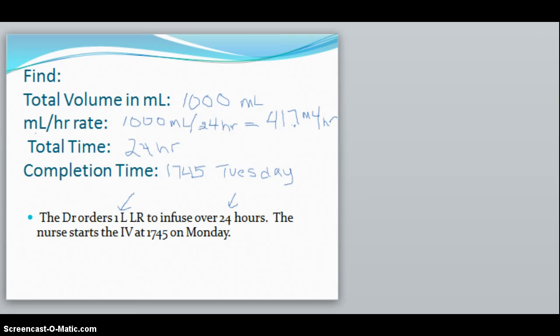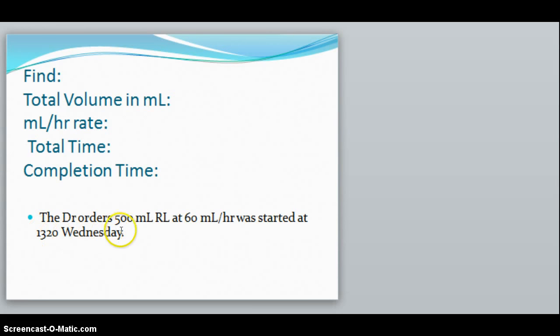Let's give a second example a try. So here the doctor orders 500 milliliters. So immediately I'm going to fill in my total volume of 500 milliliters of Ringer's lactate at 60 milliliters per hour. So it even gives me the milliliter per hour rate, 60 milliliters per hour. And it was started at 13:20 on Wednesday. So the piece that I don't know here is my total time, but I do know that I can use dimensional analysis.